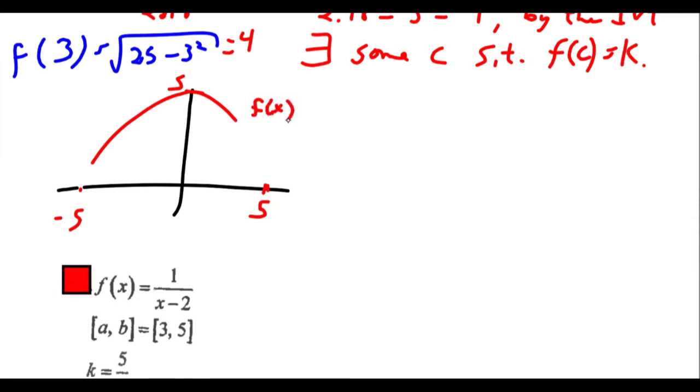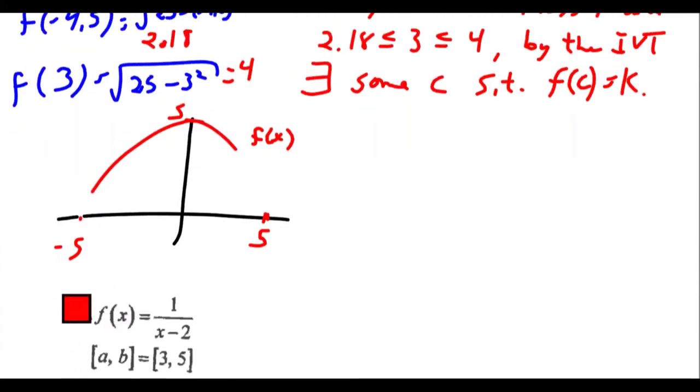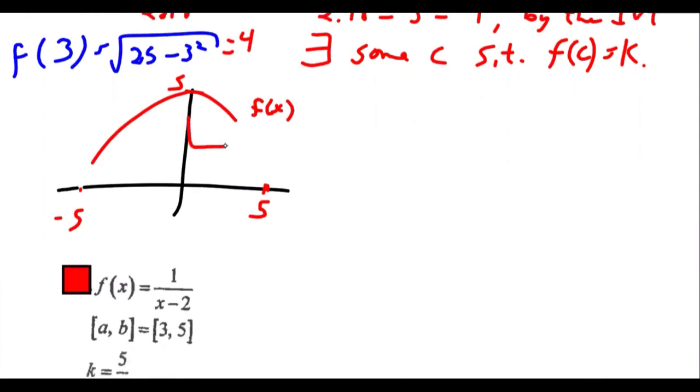And then we know that there exists some C such that K was 3. So at a y value of 3, which would probably be about here, there's my C. Just a quick sketch.